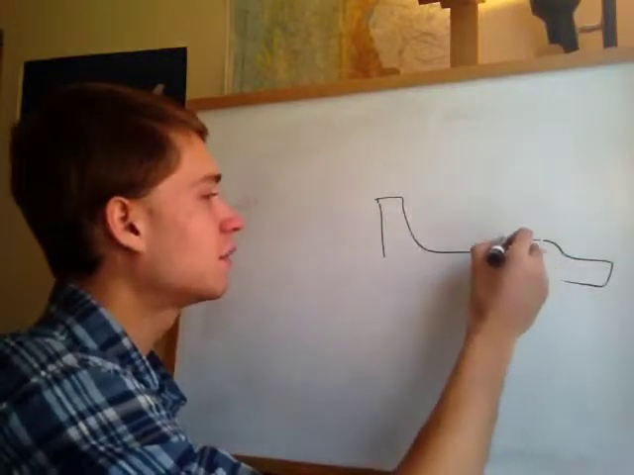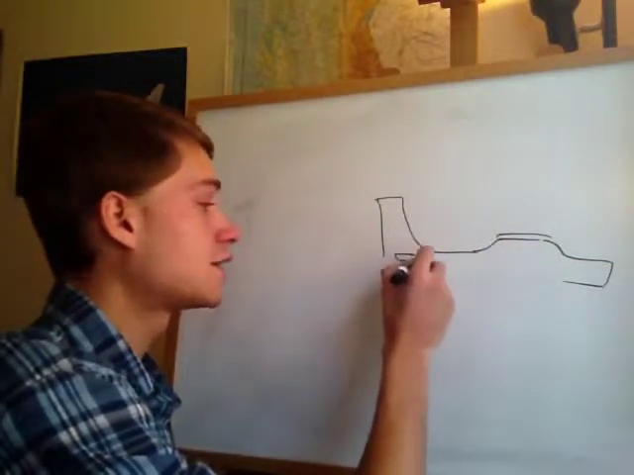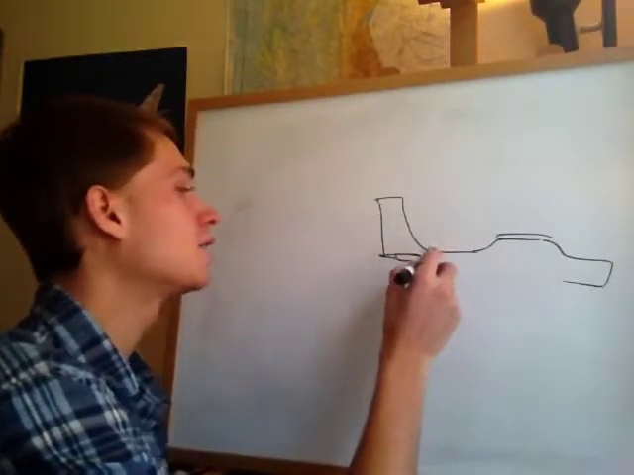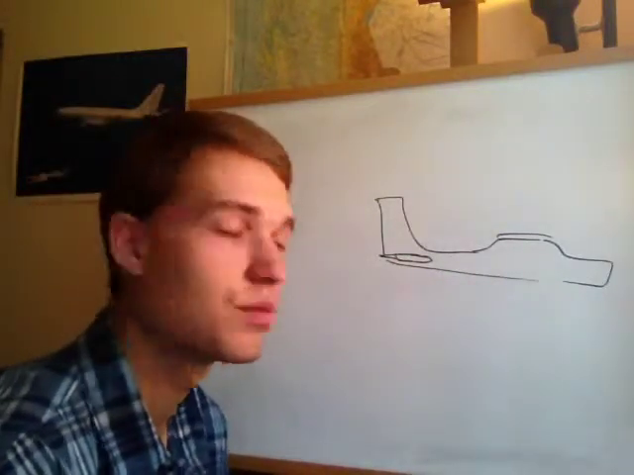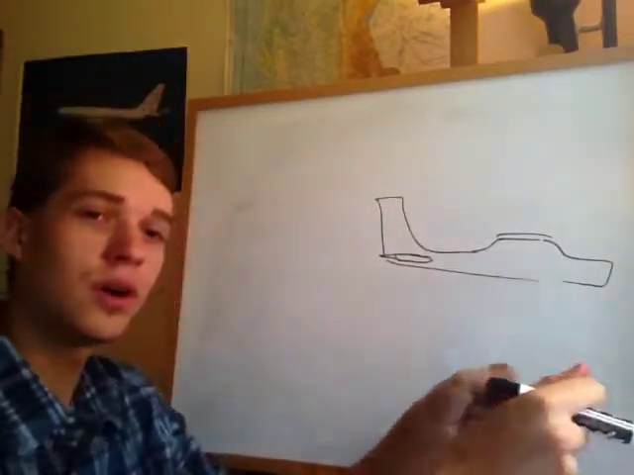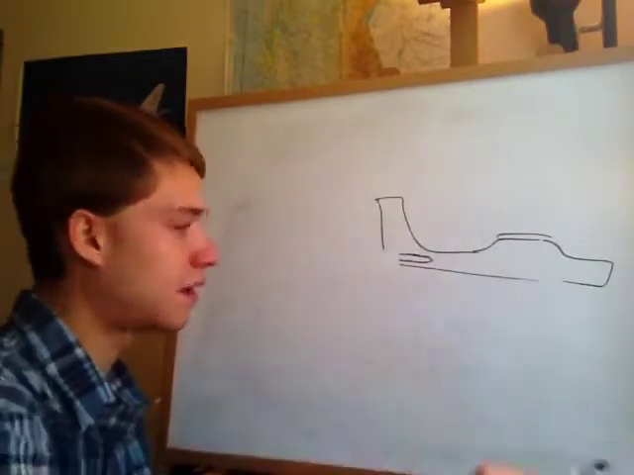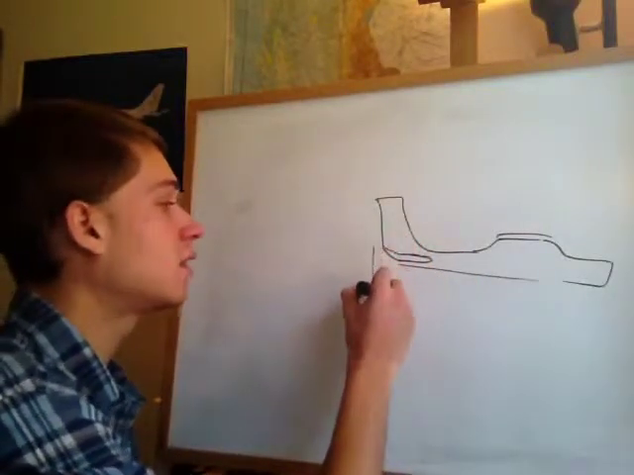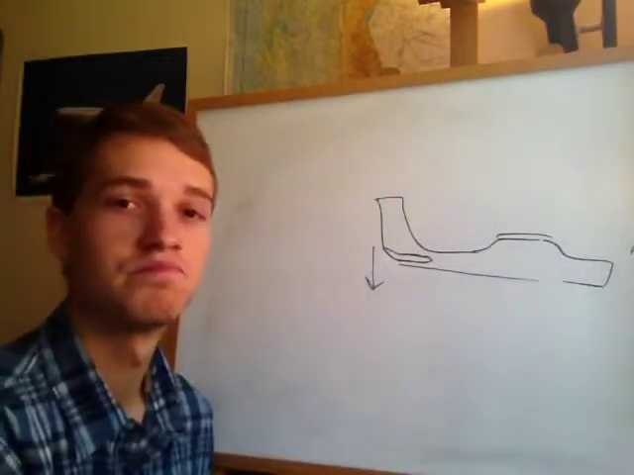So here is the airplane from a side view now, and here is our elevator. That's actually the horizontal stabilizer part of it, and back here is the elevator part. And so what do we want to do? Let's say we want to bring the nose up, so we're going to pull our yoke back, and that is going to deflect the elevator upward. And so that is going to make the tail want to fly down, and that will bring the nose up.